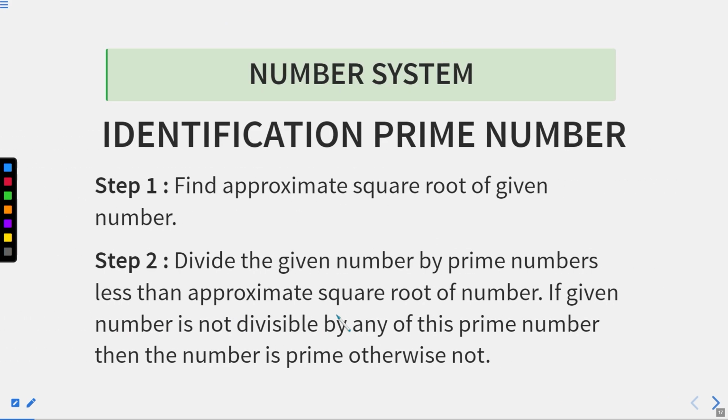Now, identification of prime numbers. How do we identify if a given number is prime or not? First, approximate the square root of the given number. Let's say I have been given 101. Is it prime or not?